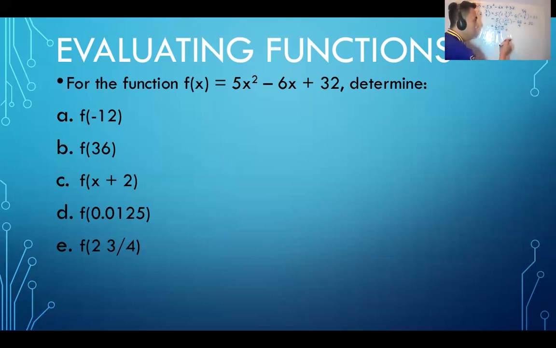Now, 32 minus 66 over 4. 32 over 1 is a whole number, so we have 1 as the denominator, minus 66 over 4. What will we do to 32 over 1 to get a denominator of 4? We will just multiply it by 4 over 4. So 32 times 4 is 128.